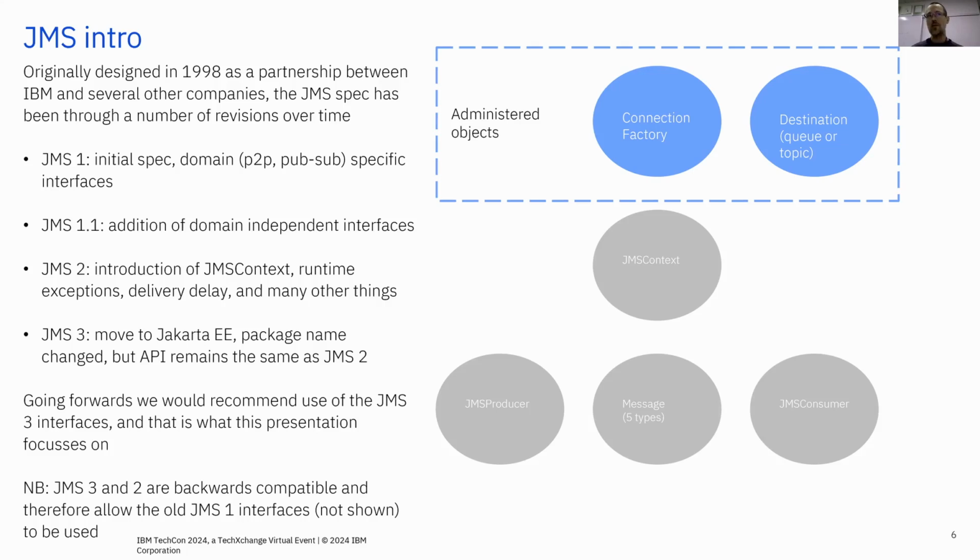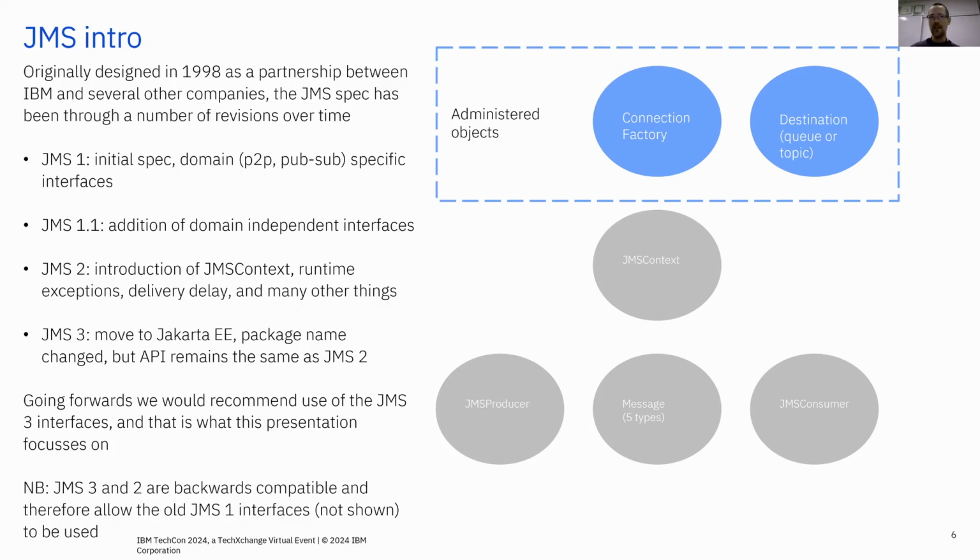JMS 2 came out in the MQ 8 timeframe. So now we're talking, I'm going to say 8 years ago, but I'm probably not quite right there, but quite a while ago. And this was a massive change in the API. They changed the interfaces significantly. They introduced this idea of a JMS context, which represented a connection to a queue manager. They changed the exception model, and they also introduced a number of other interesting capabilities, such as delivery delay.